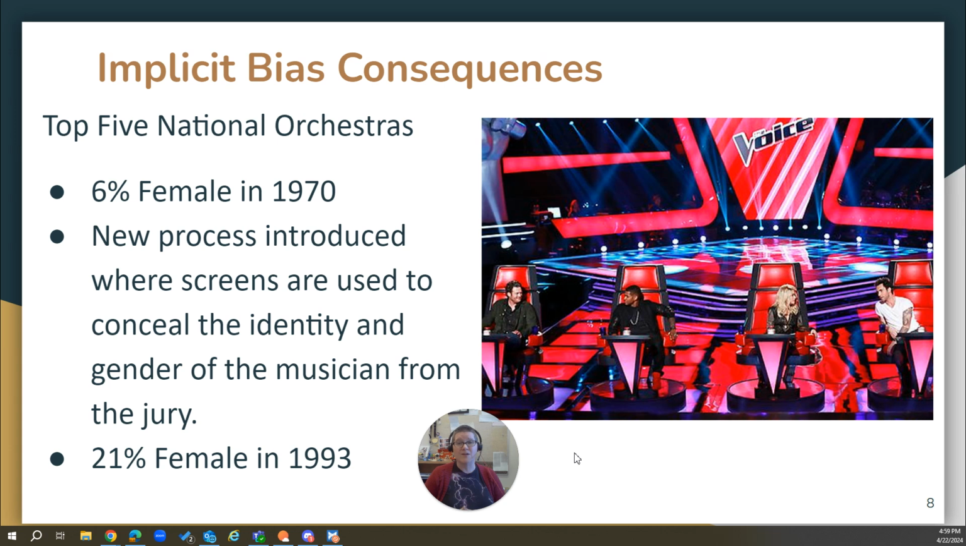And there was a lot of data that there wasn't necessarily a different number of people auditioning, but there were a different number of people who were being asked to join if it was based on just their playing and not something else about how they looked.